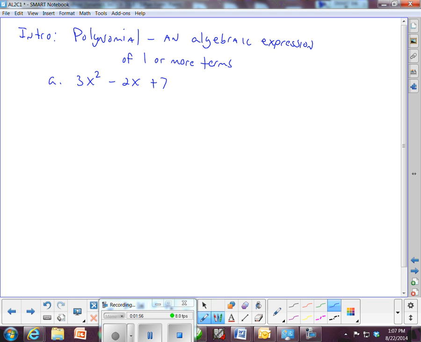So just a refresher, what is a term? A term is a mathematical expression, a group of numbers and/or variables that are separated by addition, or the opposite of addition, subtraction. So in this example, it's a polynomial with three terms. The 3x squared is the first term, the minus 2x, or negative 2x, is the second term, and 7 is the third term.